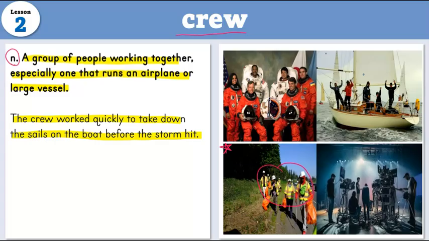We can also call people who are working on a movie a crew. The crew has to set up the cameras so that they can record the movie. So all of these people here working together are a crew. Of course, we can have a crew of workers on a ship that are working together to sail the boat. Usually, every person on the crew has a different job that they do. And even astronauts can be described as a crew. So the group of astronauts that go together on the same rocket to space, they are called a crew.